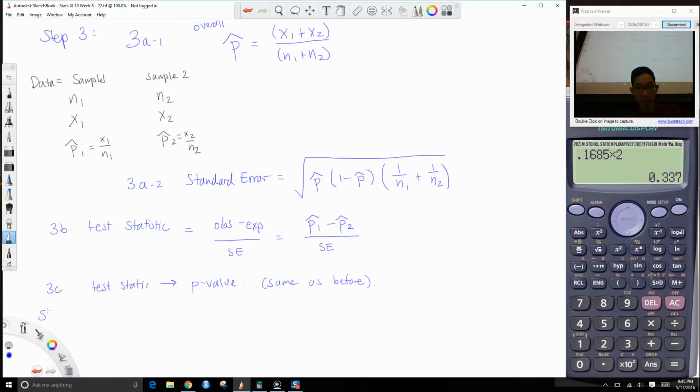And then lastly, step 4, this is also same as before. Make your conclusion. If the p-value is greater than alpha, do not reject the null. And if the p-value is less than alpha, reject the null. Is this okay?